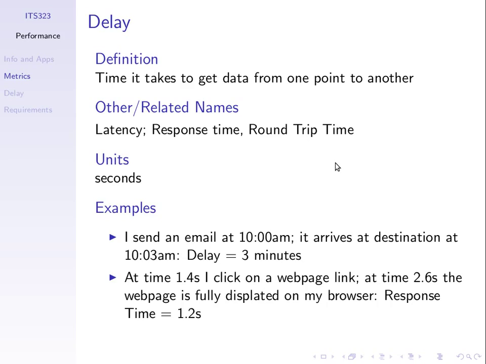Delay, another metric. This comes back to our timeliness measure. The time it takes to get data from one point to another. Also called latency. The latency is equivalent to delay. Delay we usually mean to get from one point to another, but sometimes we're interested in getting from one point to another and then back. To get there and back.